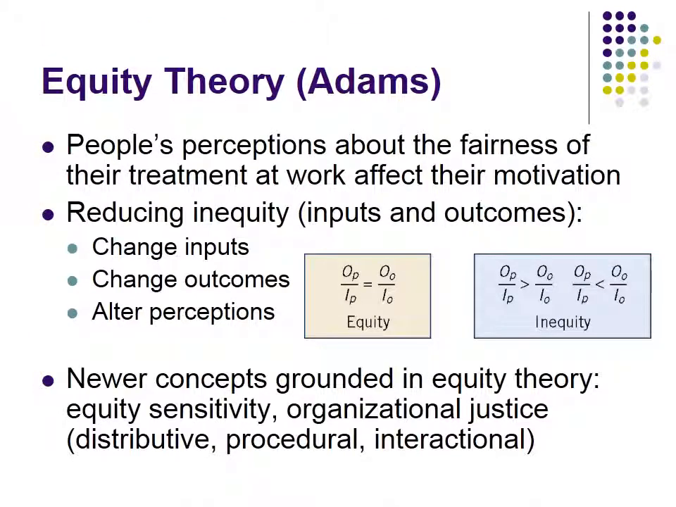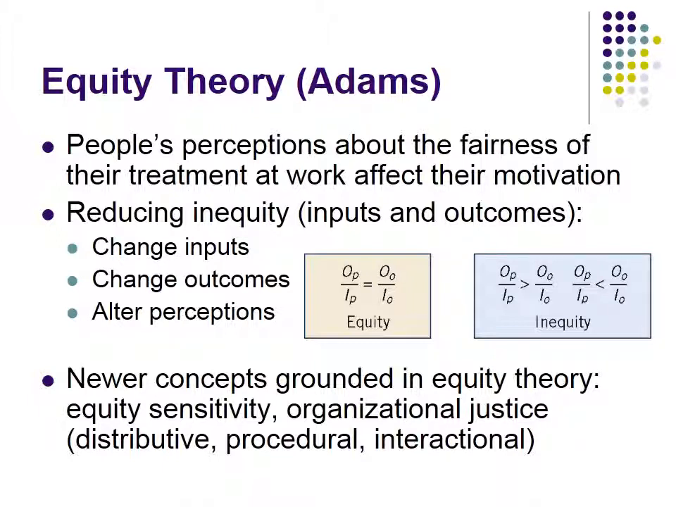Equity theory is by Adams, and it's basically the idea that people's perceptions about the fairness of their treatment at work affect their motivation. So it's about reducing inequity, and it's looking at inputs and outcomes. What it suggests is that if your amount of outcomes compared to your amount of inputs is equal to other people's, you have equity. So this theory is about the perception of how fair each person's inputs to outcomes ratio is.